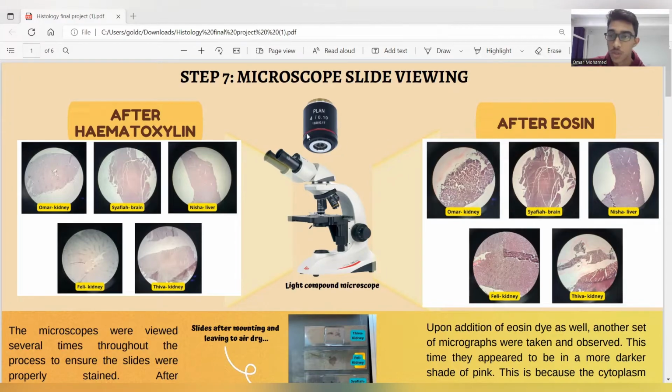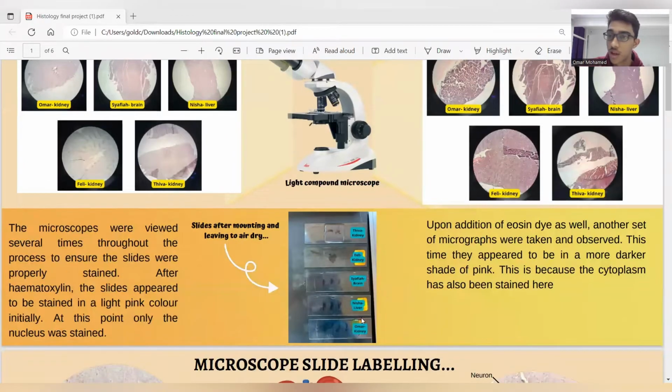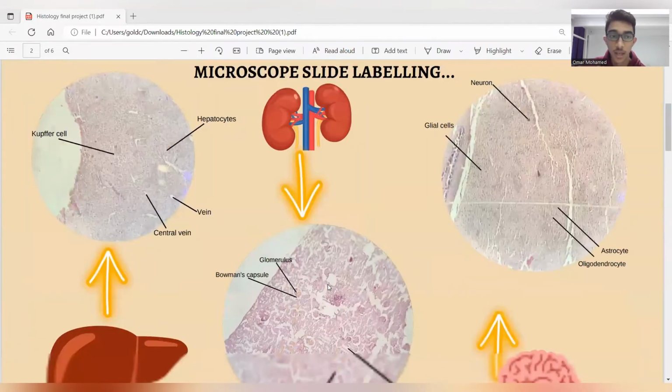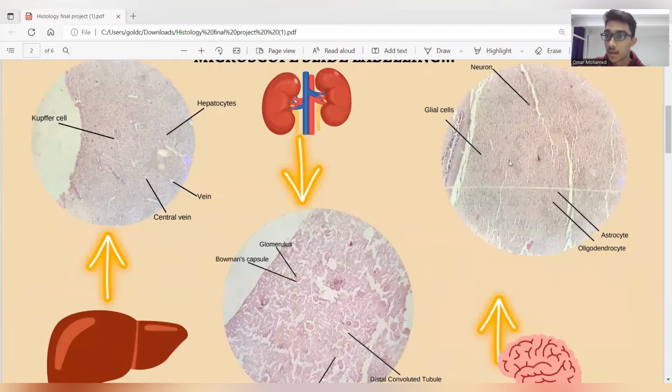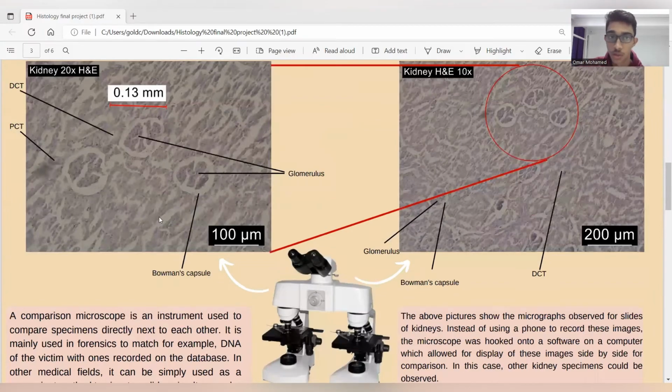And the observation used a 4 times objective lens in a light compound microscope. And this is the evidence of the slides air drying after DPX mounting. For the labeling, however, of the self-obtained slides, this is the liver slide, and this is the kidney slide, and this is the brain. And the comparison microscope was used to observe some of the other slides actually.